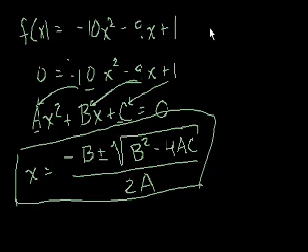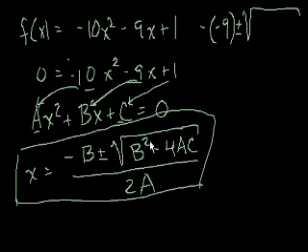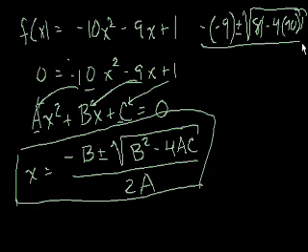So that's negative b, which is negative of negative 9, plus or minus the square root of negative 9 squared, well, that's 81, minus 4 times a, which is minus 10, times c, which is 1. I know this is messy, but hopefully you're understanding it. And all of that over 2 times a. Well, a is minus 10, so 2 times a is minus 20.